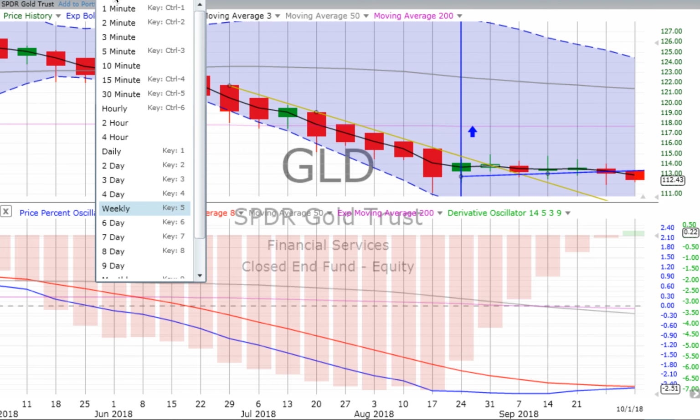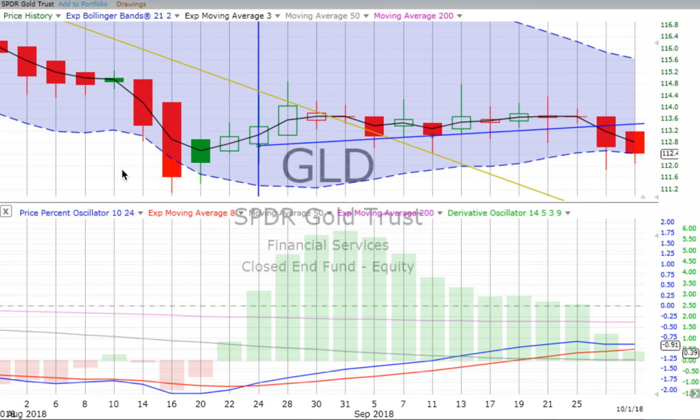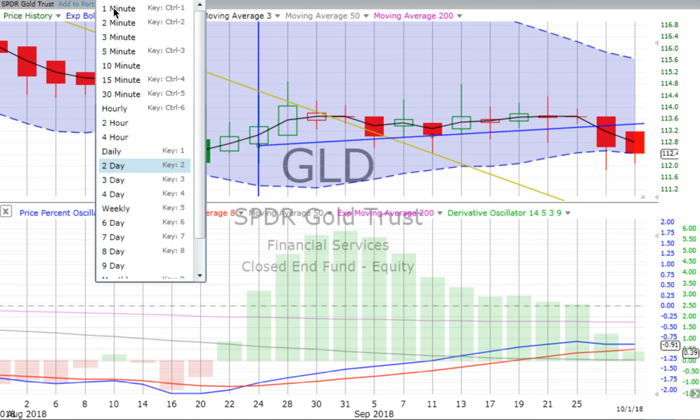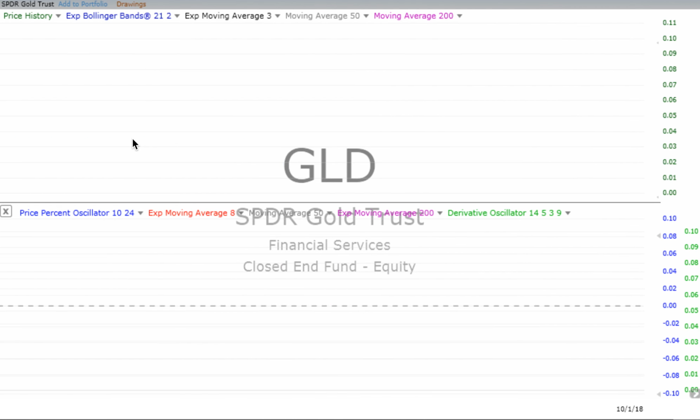Is gold bottomed out? Don't know. We'll continue to watch and see. We see that the 2-day chart, again, hasn't crossed over yet. Derivative oscillator losing momentum. Price percent oscillator about flat. We see the latest 2-day candles are down. Price movement, of course, is well above that weekly trend line, has pushed through the 2-day trend line. So we'll just continue to keep our eye on things on gold.